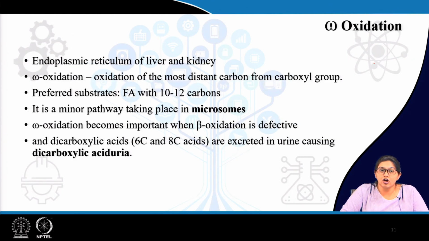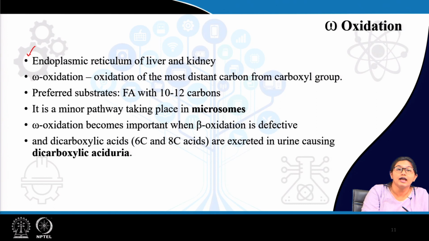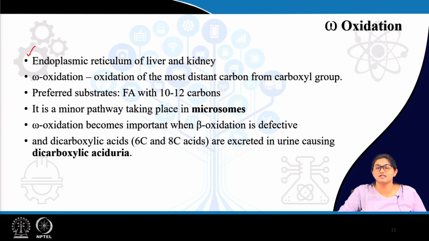Then we are coming to omega oxidation. Now, once again, omega carbon is the most distant carbon from the carboxyl group in the fatty acid. So, it is just the opposite direction of beta oxidation or alpha oxidation, where the omega oxidation is occurring at the end of the carbon chain. Now, omega oxidation is located in endoplasmic reticulum, and this occurs mostly in liver as well as kidney. Now, the preferred substrates are the fatty acids with at least 10 to 12 carbon chains.